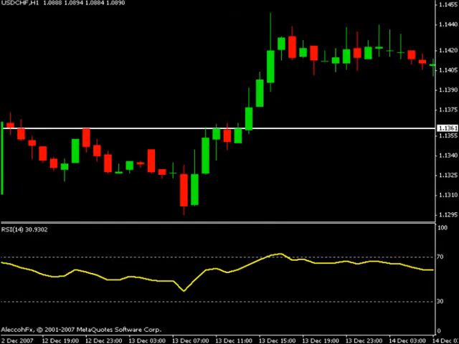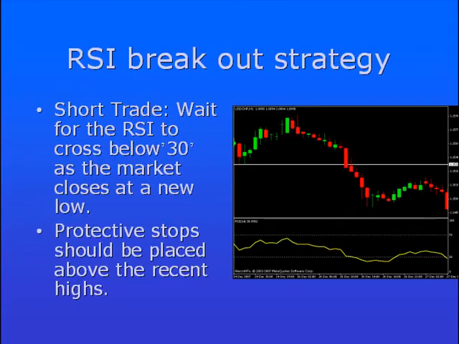In this case, we can see the market closed at a new high as the RSI did in fact cross above the 70 level. In this case, we may choose to go long with our stops placed below the lows achieved just prior to this breakout.